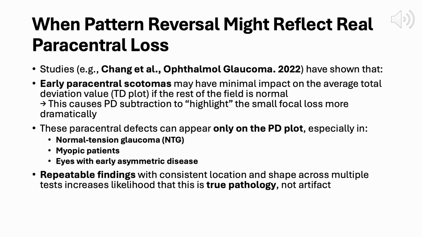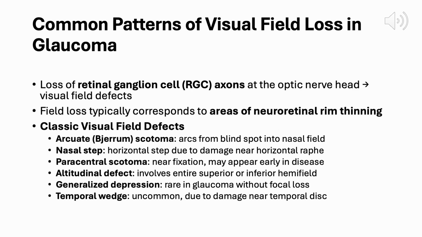When these findings are repeatable in location and shape across multiple tests, it increases the likelihood of true pathology and not artifact. So don't dismiss a paracentral defect as noise. In the right context, it may be the first sign of early glaucomatous damage. In glaucomatous disease, the loss of retinal ganglion cell axons at the optic nerve head leads to characteristic patterns of visual field loss.